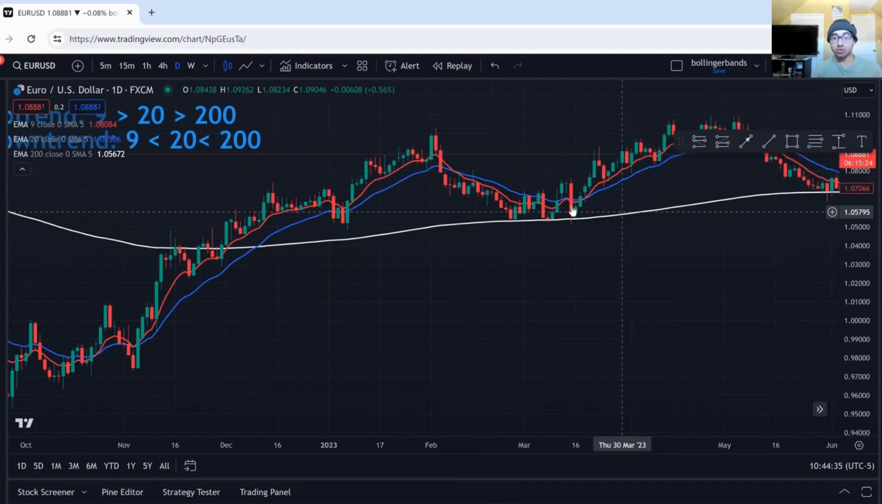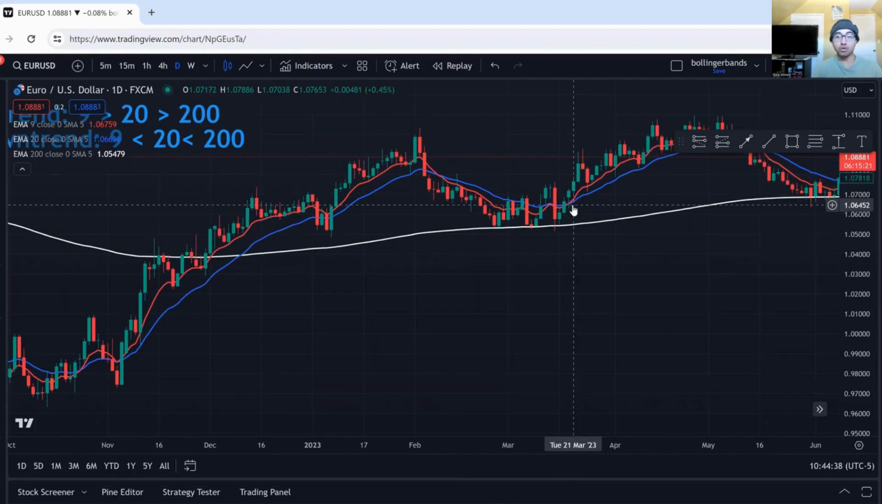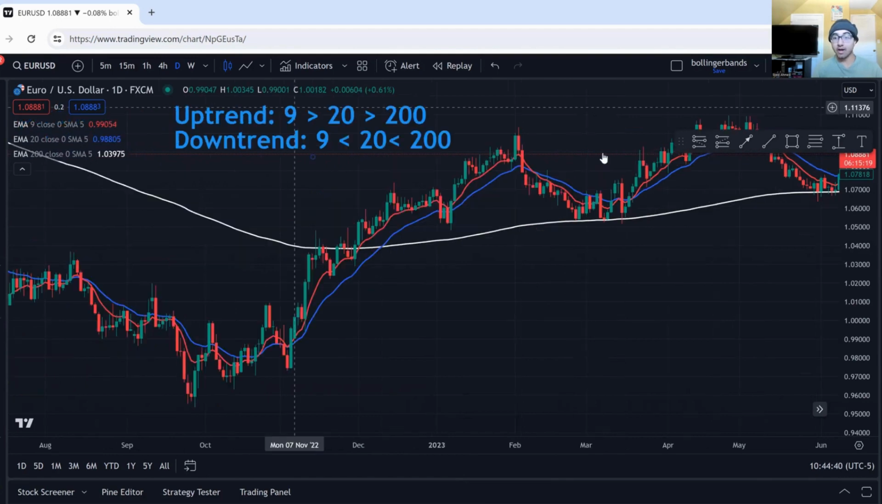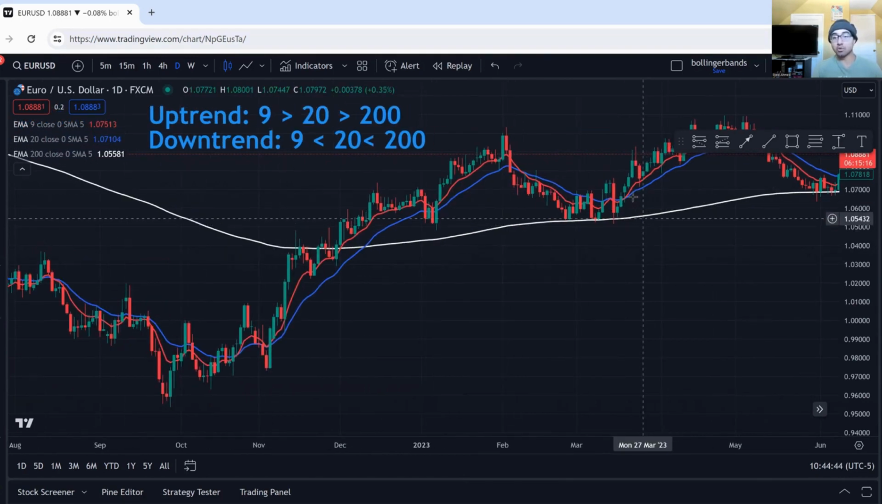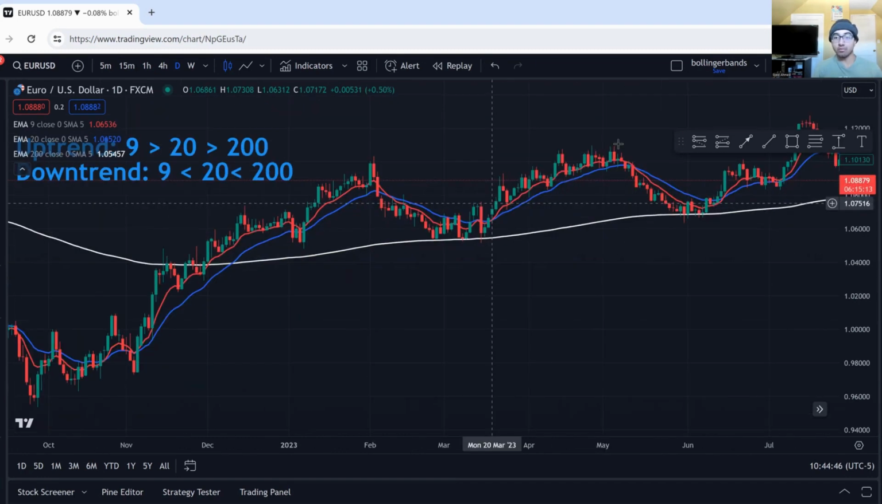But guess what? The 9 goes above the 20, the red goes above the blue, right over here. Are we in an uptrend? Yes, because 9 is greater than 20, which is greater than white. And just look at the colors. Red is greater than blue, which is greater than white. And guess what? We start to go up.